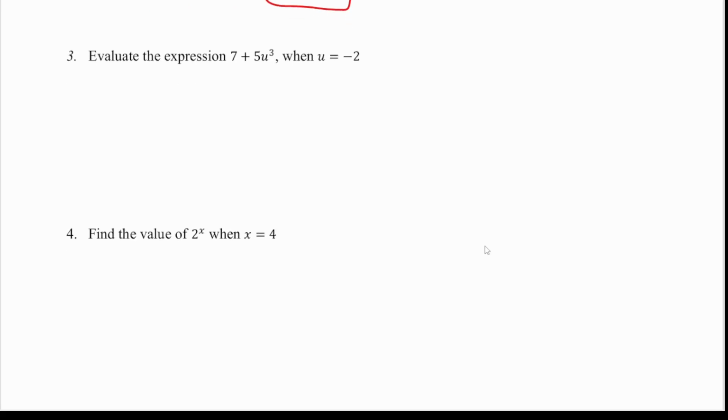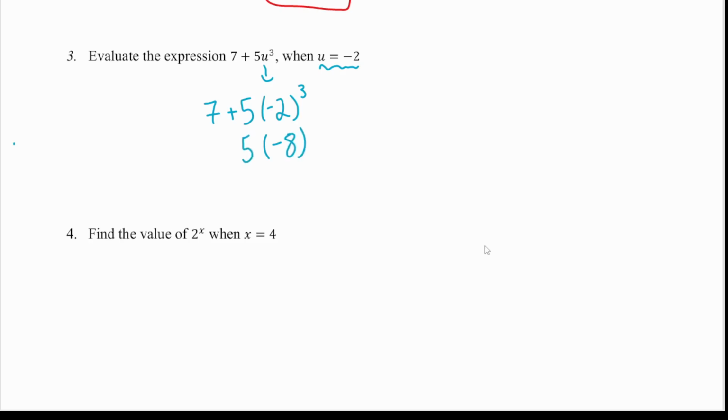For this next one, we again want to substitute in extremely carefully because u is being substituted by a negative number. So I'm going to wind up with negative 2 all cubed, and then I'm going to just drop down the rest of the expression. In terms of order of operations, PEMDAS, I want to evaluate the exponent first. So negative 2 cubed. Negative 2 times negative 2 gets us positive 4, times yet another negative 2 is going to get us negative 8.